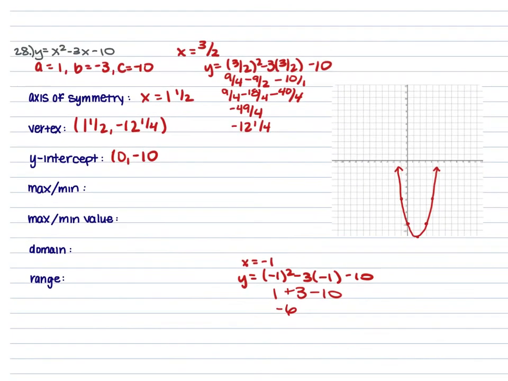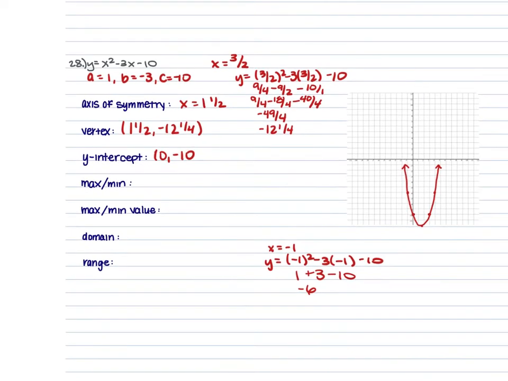And then we have our parabola. We do have a minimum value at negative 12 1/4. Our domain is all real numbers, and our range is y is greater than or equal to negative 12 1/4.